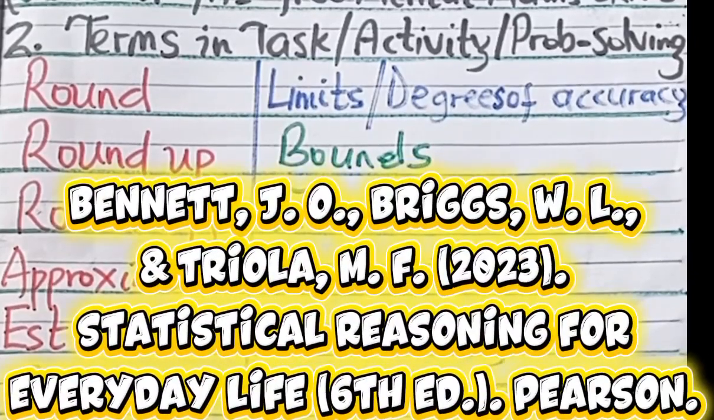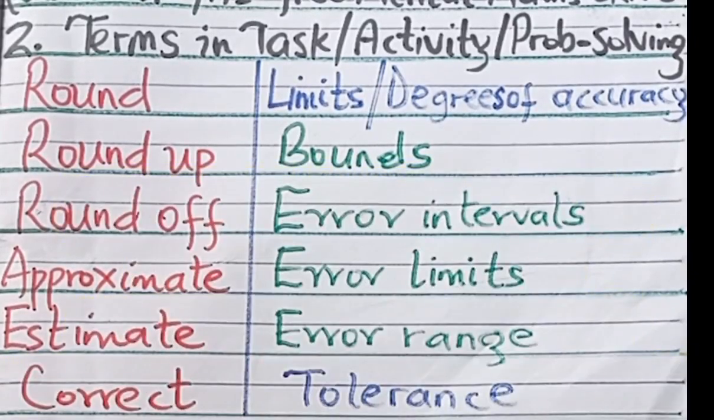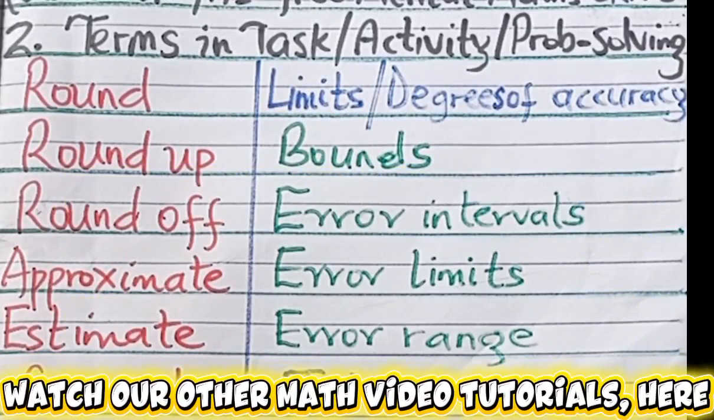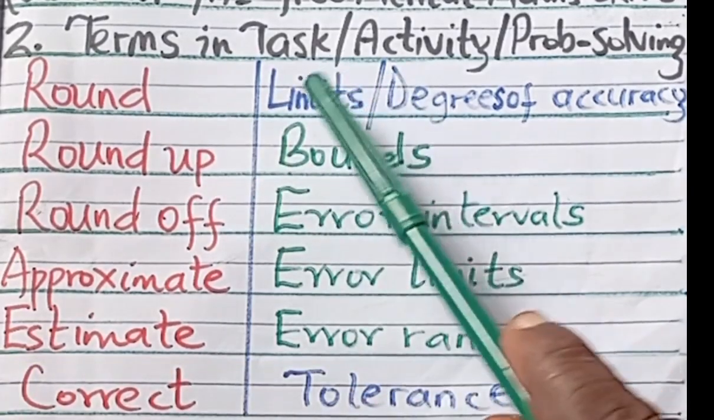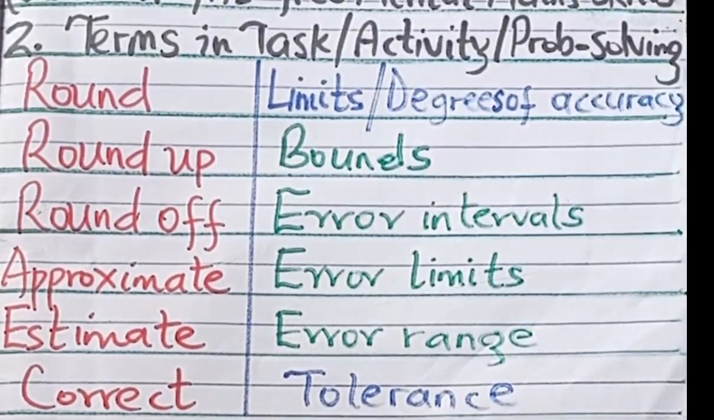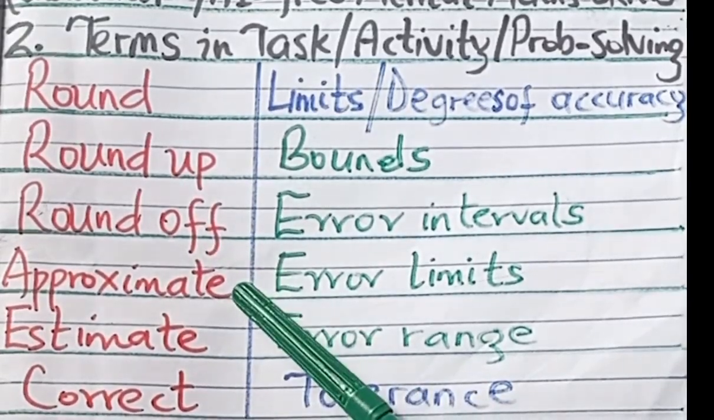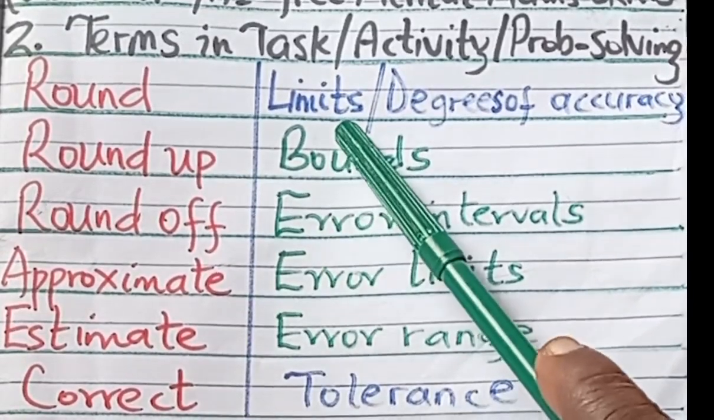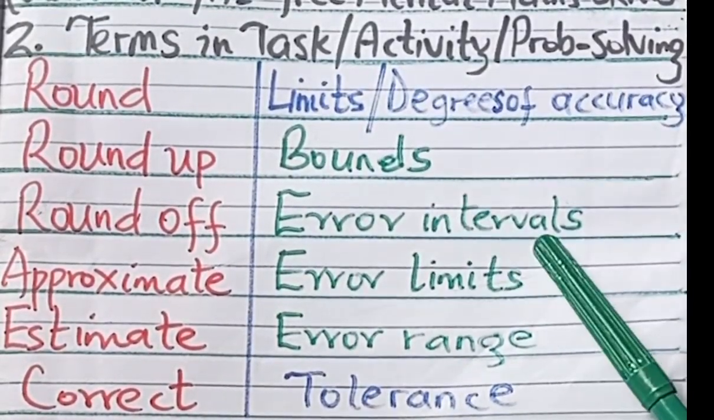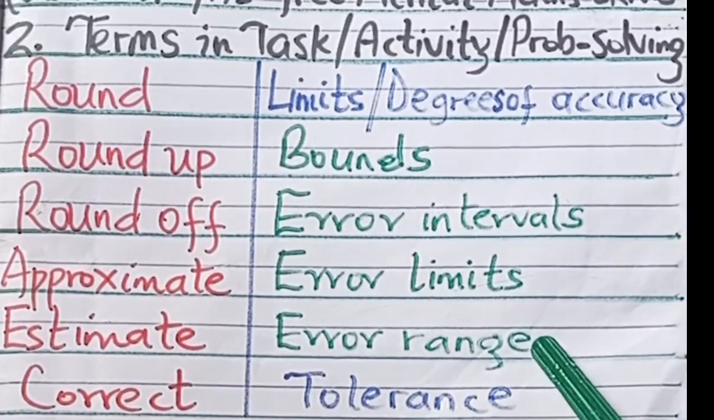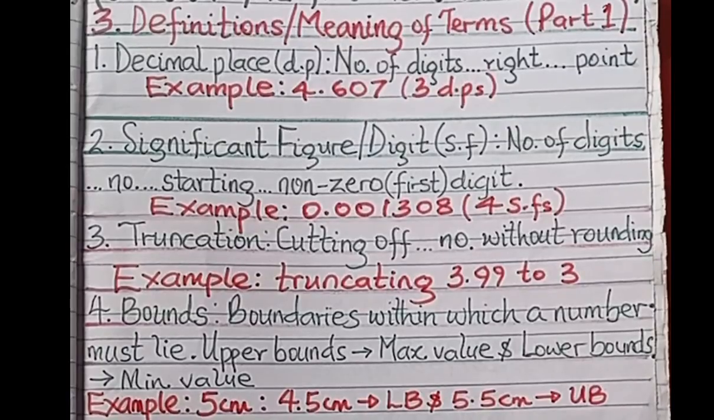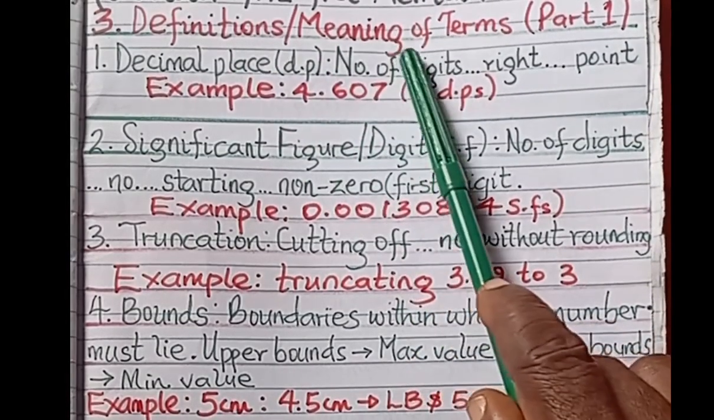Still on our calculator and AI-free mental math skills in approximation and estimation. Here are some common terms and expressions used by examiners in tasks, activities, and problem solving in approximation and estimation: round, round up, round off, approximate, estimate, correct, limits or degrees of accuracy, bounds, error intervals, error limits, error range, tolerance. In our calculator and AI-free mental math skills in approximation and estimation, here are definitions and meaning of terms.